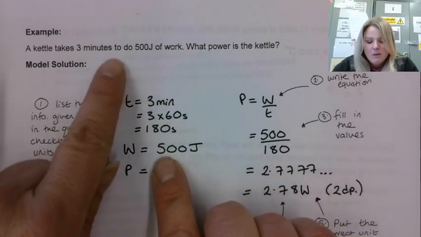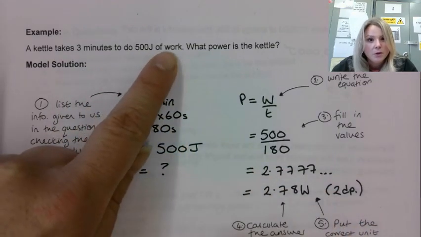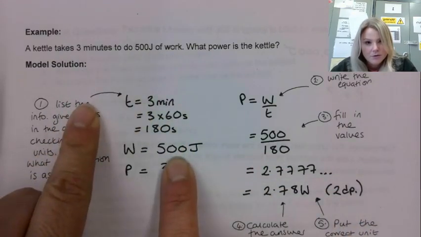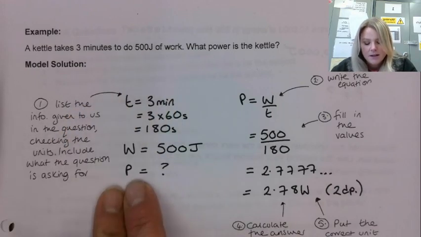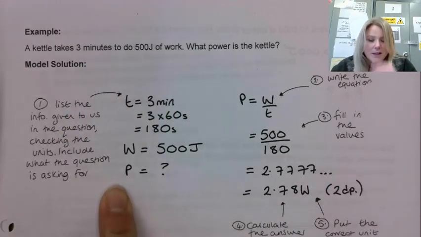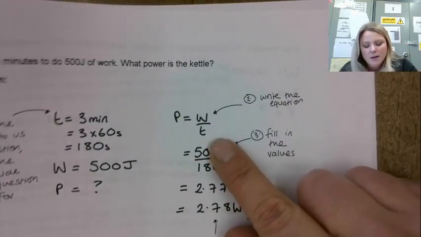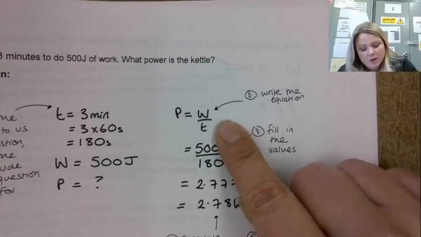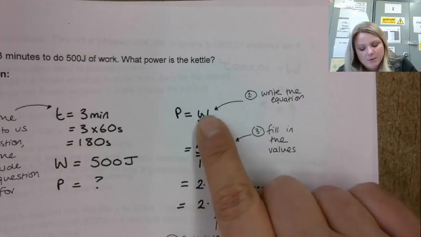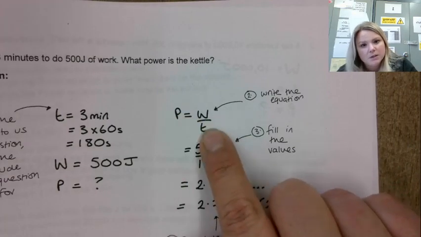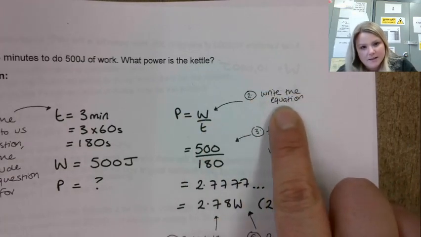So a kettle takes 3 minutes to do 500 joules of work. So work is 500 joules. What power is the kettle? So power, and we put a question mark beside the thing that we're looking to get. Then, once we've got that done, first step of our proper working out is to write out our equation. So P equals W over T, power equals work done divided by time taken. So that's our second step.